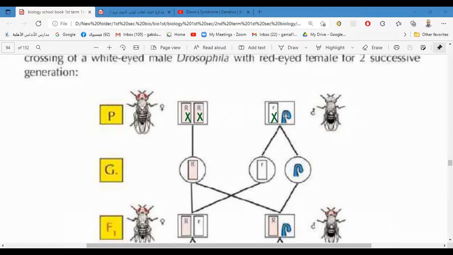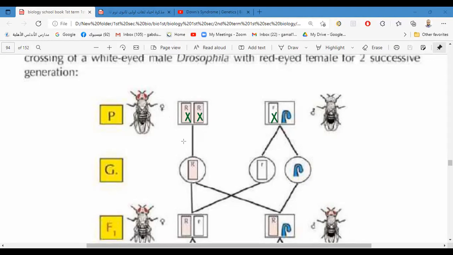So if a male has X R capital, the eye color will be red. If he has X R small, he will be white, because his X carries the white eye gene. The female carries two genes, not one gene only, because she has two X chromosomes. So the male carries one gene only, but the female carries two genes.